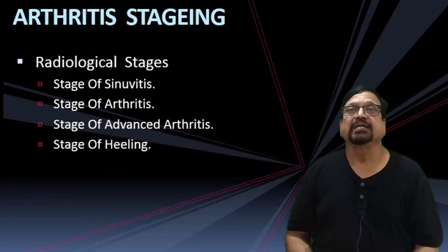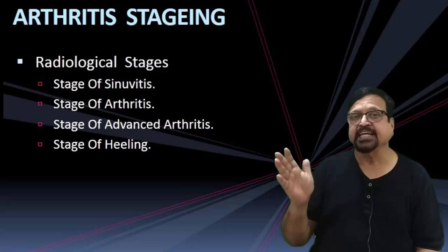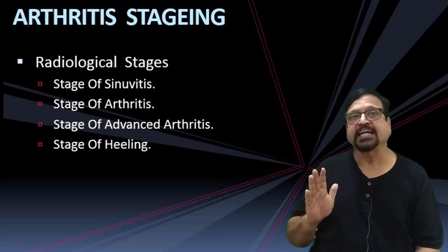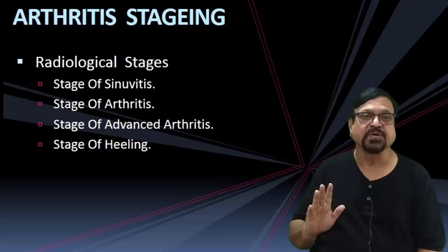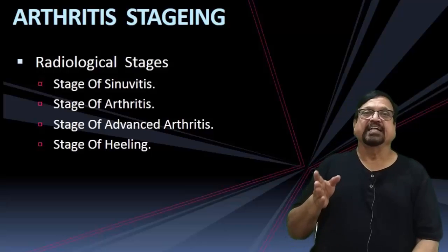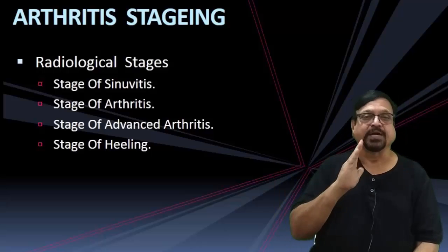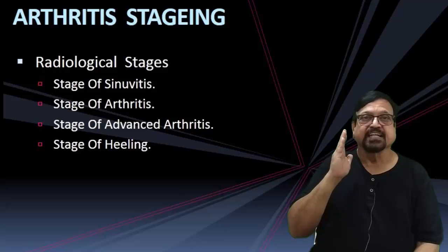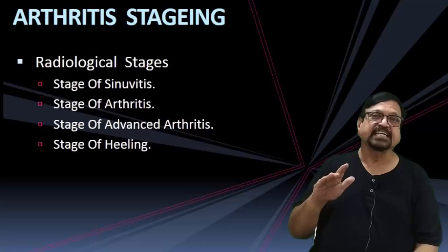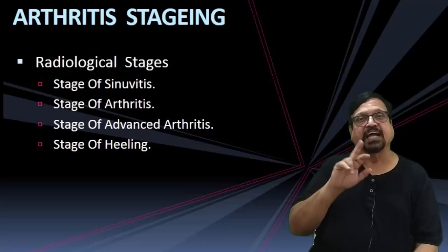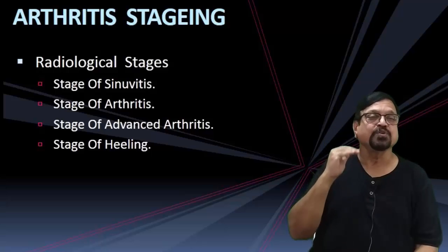Now, tubercular arthritis is divided into multiple stages. We are at tubercular arthritis. First is stage 0. Stage 0 is when there are no radiographical changes. Then the first stage is the stage of synovitis. The second stage is the stage of arthritis, the third is the stage of advanced arthritis, and the fourth is the stage of healing. So these are the 4 stages of tubercular arthritis.